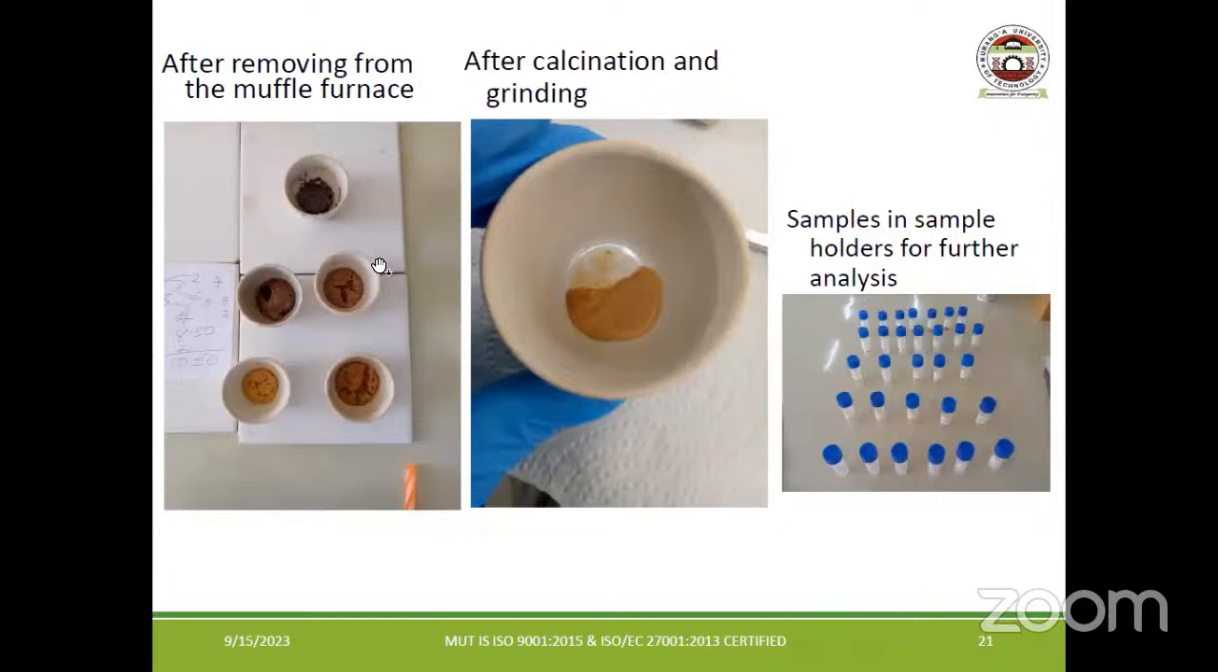Even these crucibles we managed to obtain from this research fund. After they get their samples from the furnace, they are able to grind them to get fine powder. This fine powder will therefore be used for further analysis, where you can identify their structural properties, their optical properties, their morphology, using different analytical techniques.